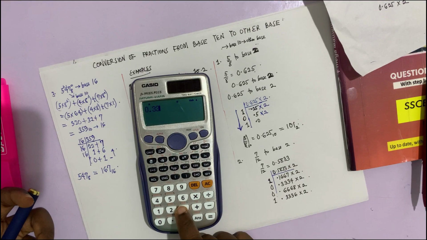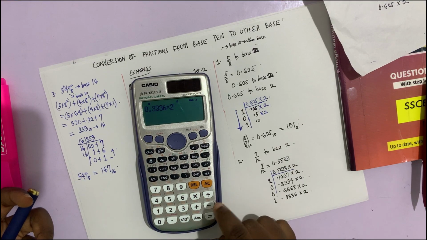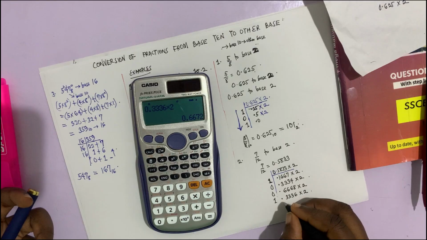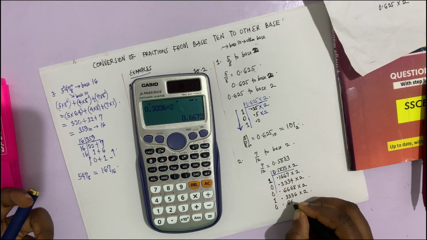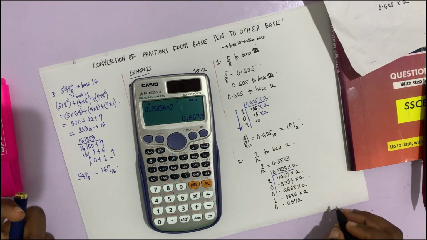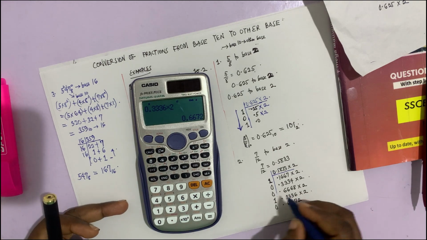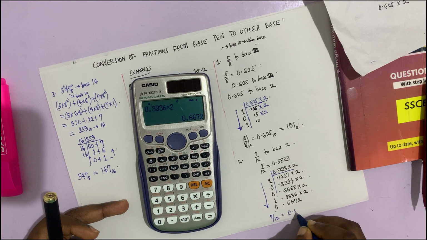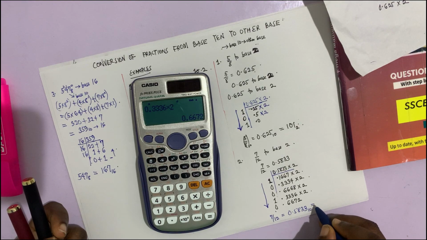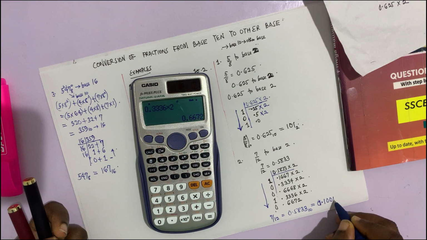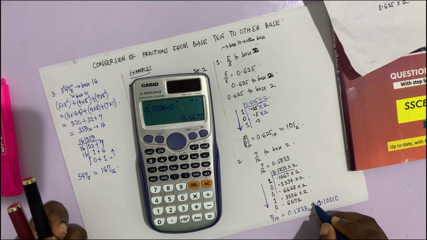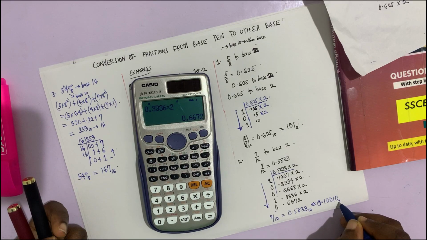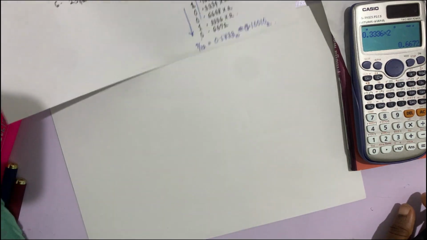So we do 0.3336 times 2. This will give us 0.6672. So we can stop here if we want. So remember, I said we would record this top to bottom. So that means 7/12, which is 0.5833 base 10, will give us 0.10010 approximately base 2. Let's take the next question.